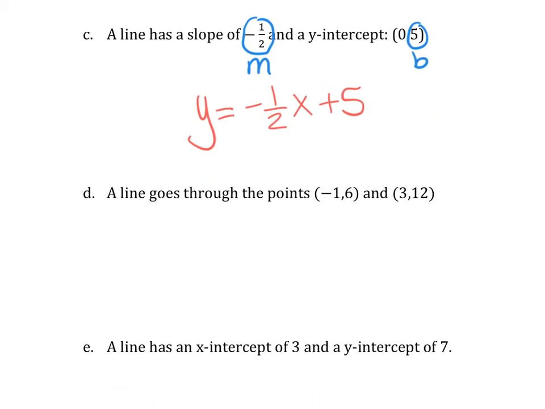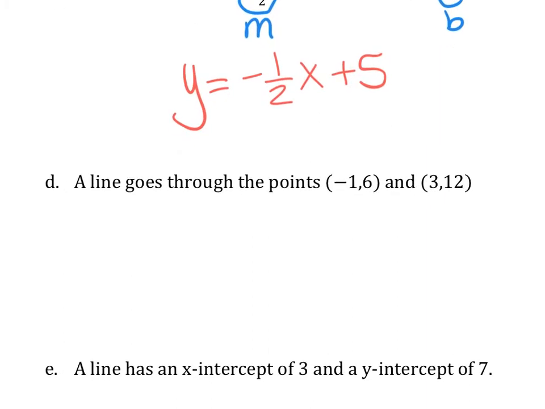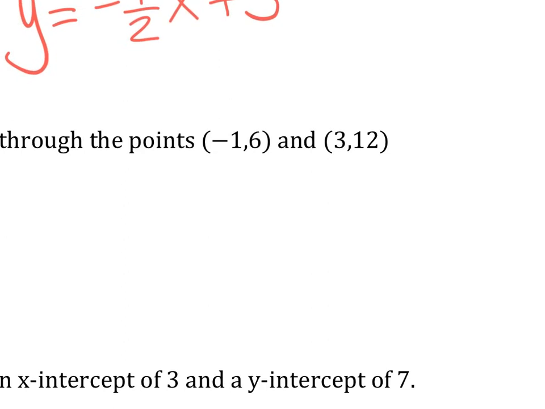Okay, with letter D, this one I'm just giving you 2 points, (-1, 6) and (3, 12). So we could use point slope. We have the 2 points already. We just need to figure out the slope.